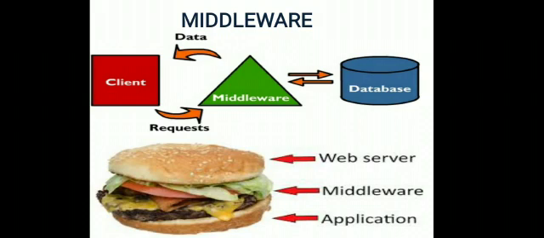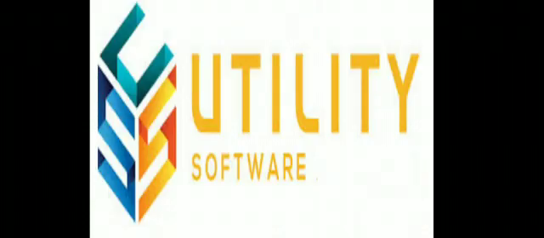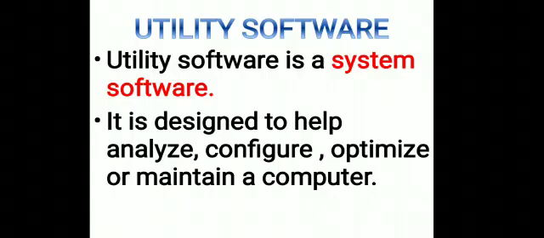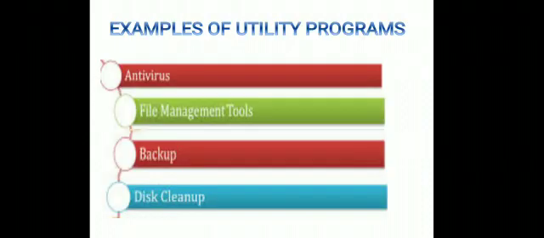Next, the fourth type, we are going to see utility software. So what is utility software? Utility software is a system software. It is designed to analyze, configure, optimize or maintain a computer. For that we are using utility software.